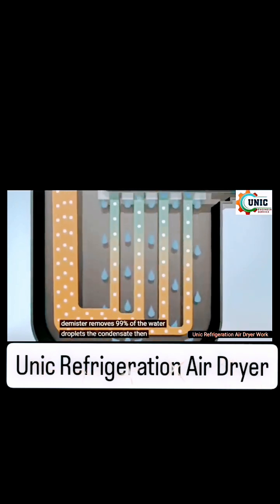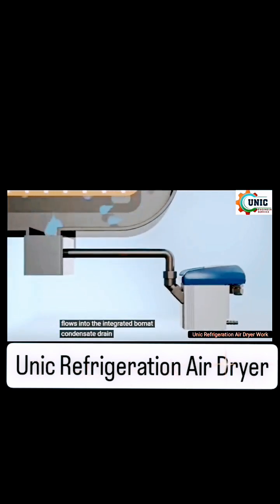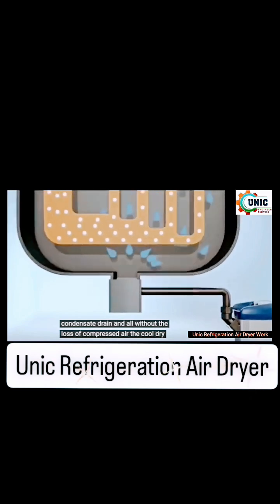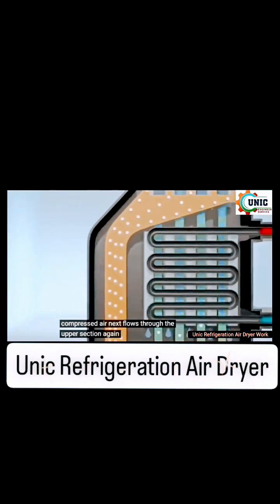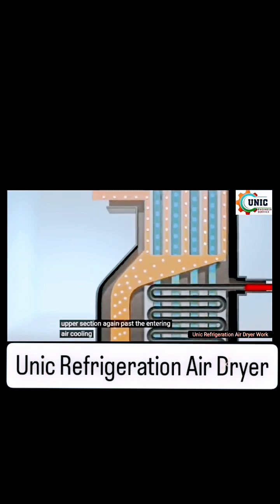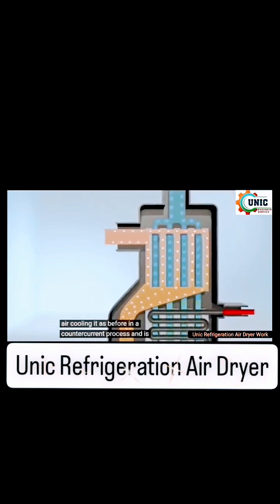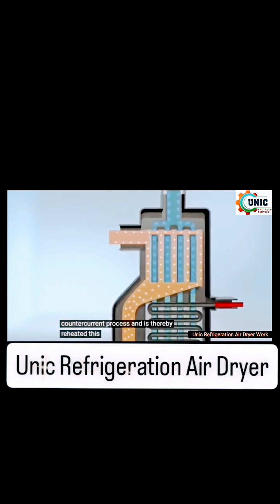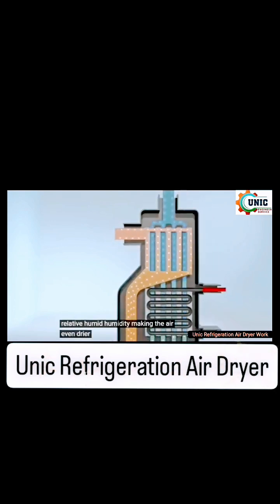The condensate then simply flows into the integrated Bacomat condensate drain, and all without the loss of compressed air. The cool, dry compressed air next flows through the upper section, again past the entering air, cooling it as before in a countercurrent process, and is thereby reheated. This further reduces the relative humidity, making the air even drier.